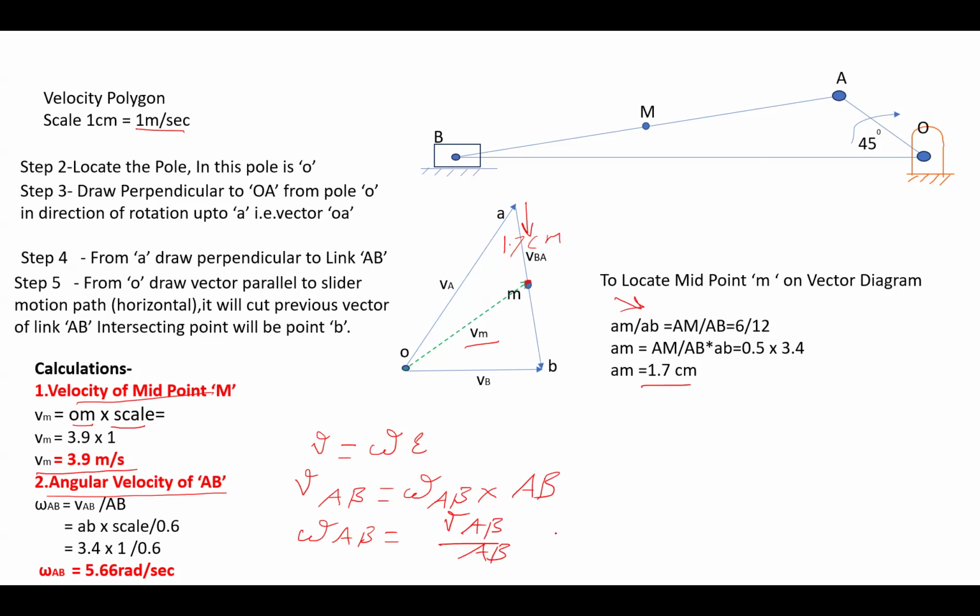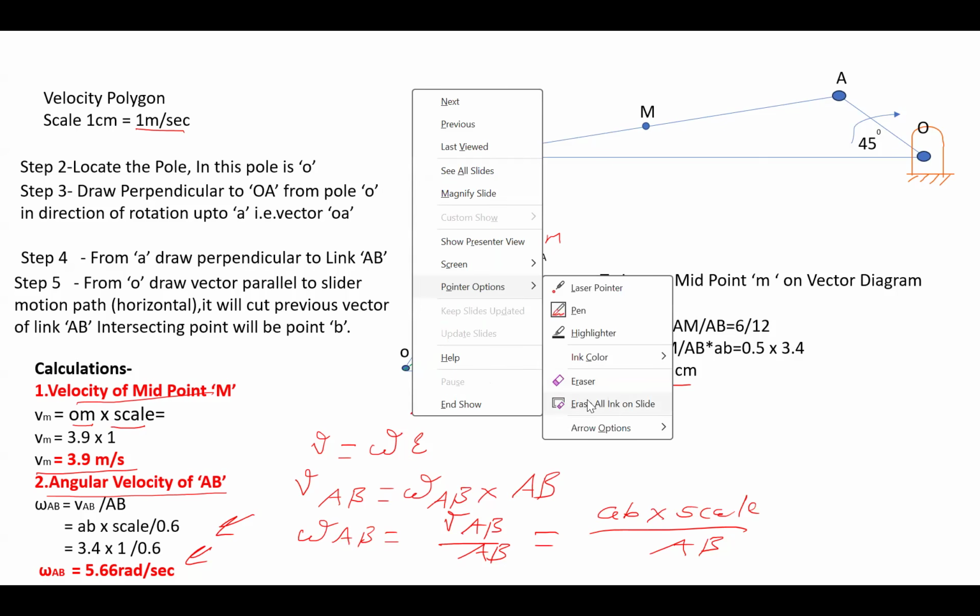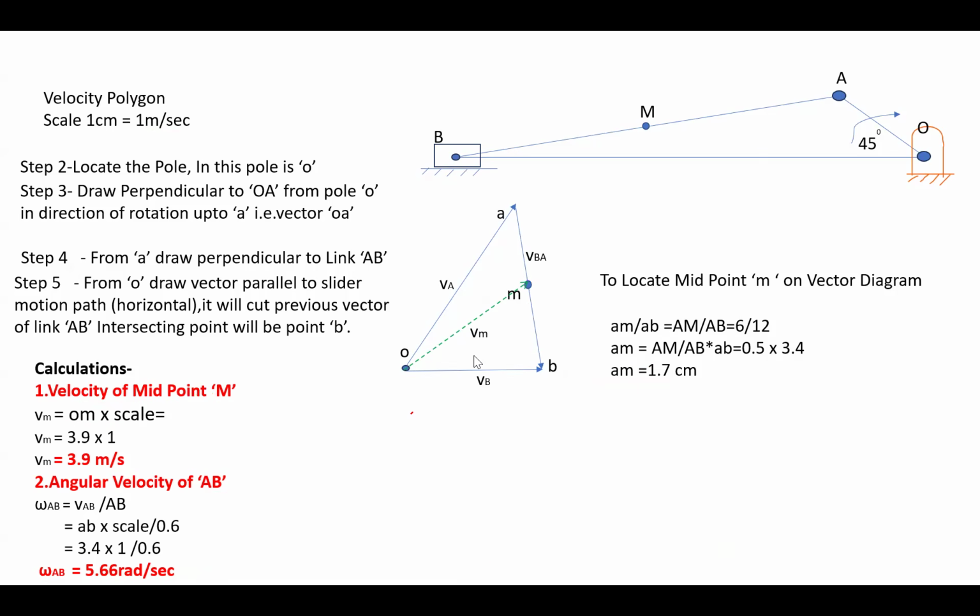How to find out velocity AB? Velocity AB is the measured vector AB from the velocity diagram multiplied by the scale of velocity, divided by AB length. So it is shown here that the angular velocity of AB is 5.66 radian per second. So this is the velocity polygon.